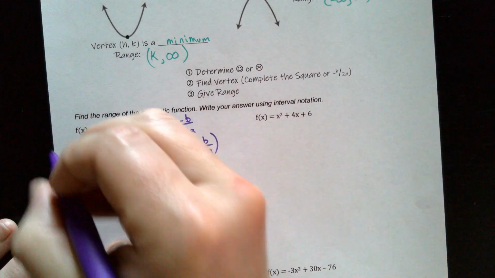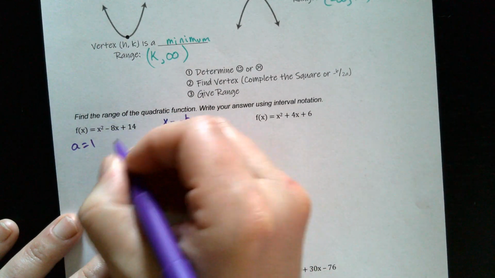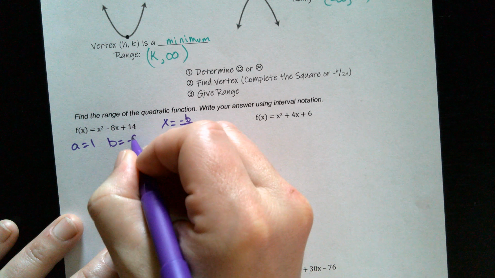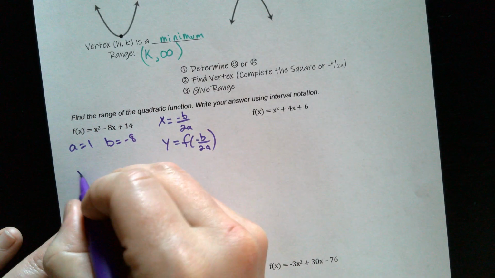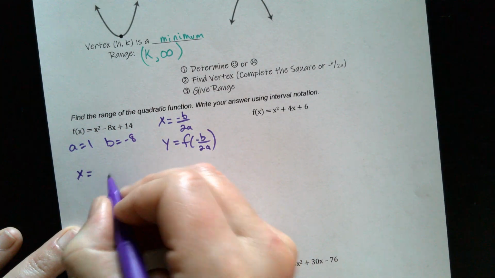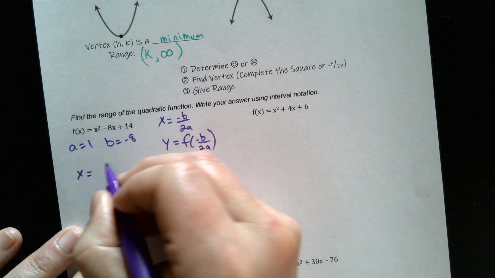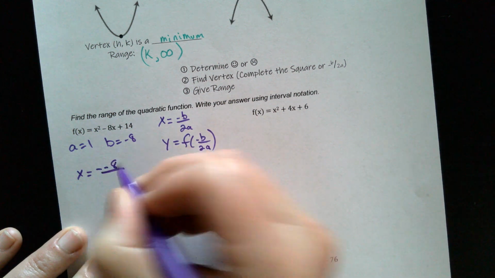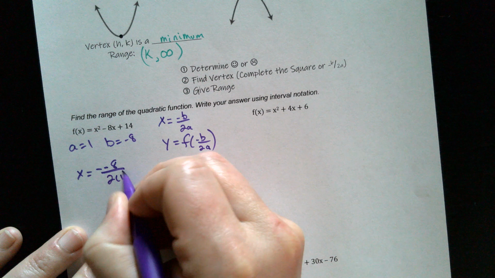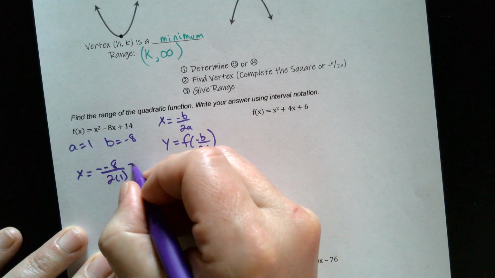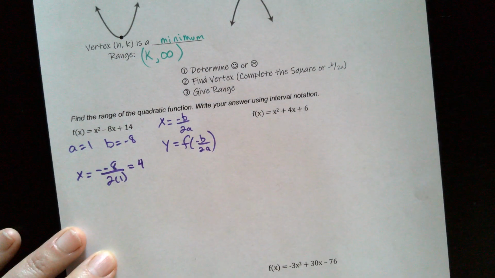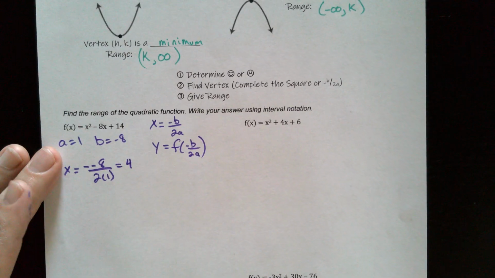Okay? So our a is 1, the number in front of x squared. Our b is negative 8. So x is equal to negative b, but they're both negative, right? Negative 8 and a negative. So negative (negative 8) over 2 times 1. So that's 8 over 2, which is 4. So the x-coordinate of our vertex is 4.